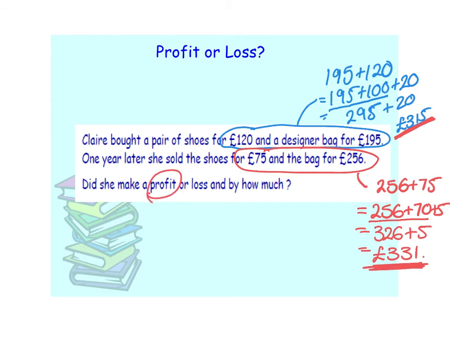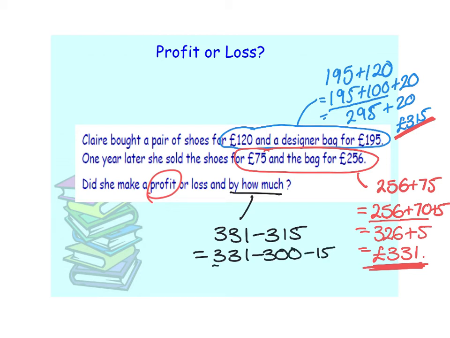So she has made a profit because she has sold them for more money than she bought them for. So did she make a profit, and by how much? 331 take away 315. I'm going to take off the 300 and then take off the 15. So take off the 300, and it'll be 31 left, and then take off the 15. Maybe take off the 10 first. 31 take away 10 is 21, and then take off the 5, and we've got 16. So she's made a £16 profit.